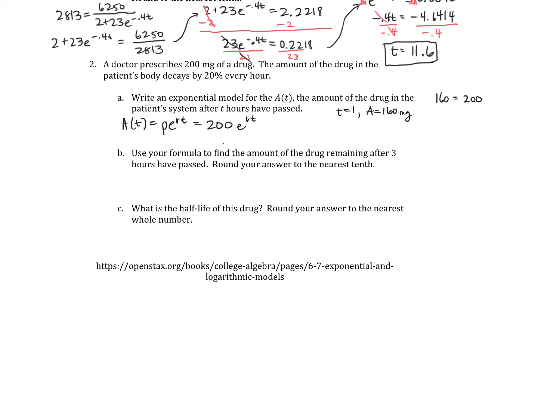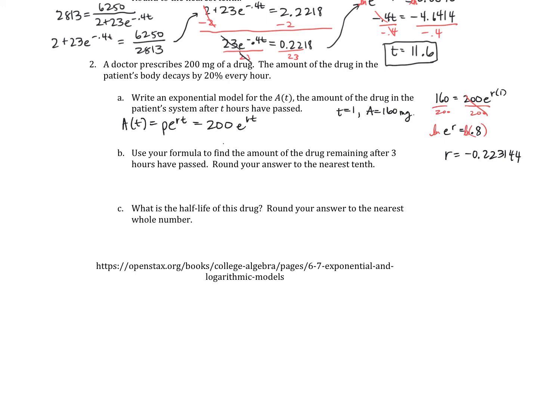160 is equal to 200 e to the r times 1. So we can get rid of the 200 by dividing both sides by that. We will have e to the r is equal to 0.8. Then we need to take the natural log of both sides. So that'll give us r is equal to the natural log of 0.8, which is negative 0.223144 if I'm rounding to 6 numbers after the decimal place.